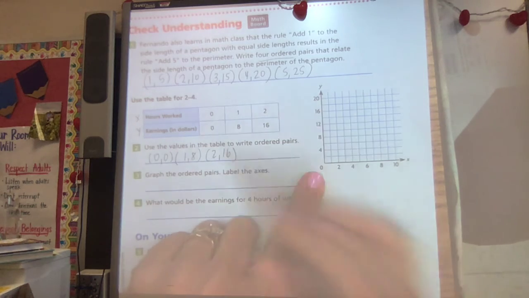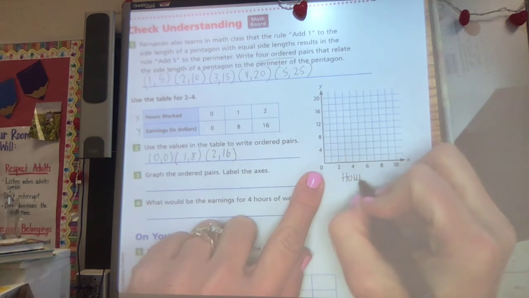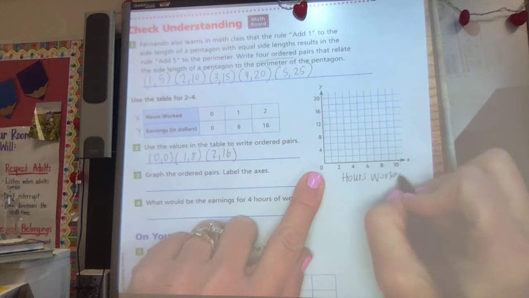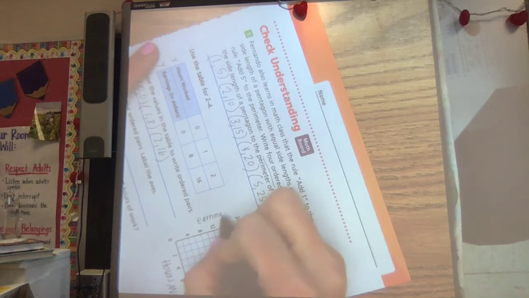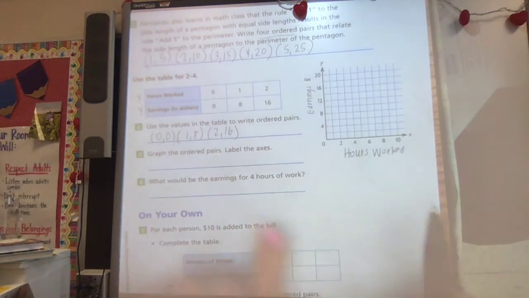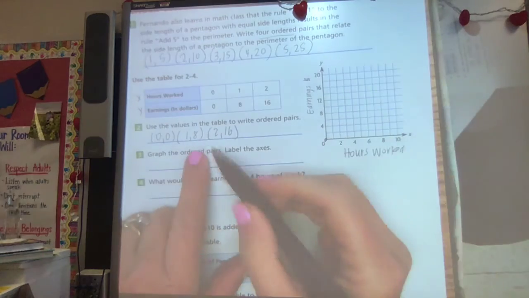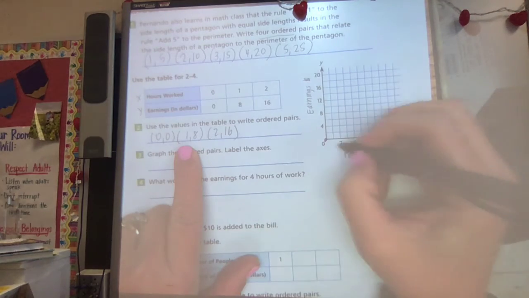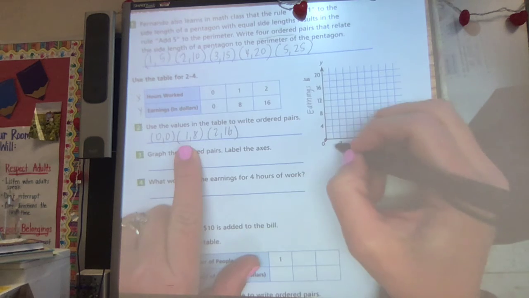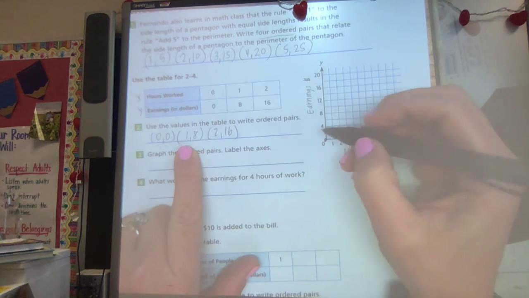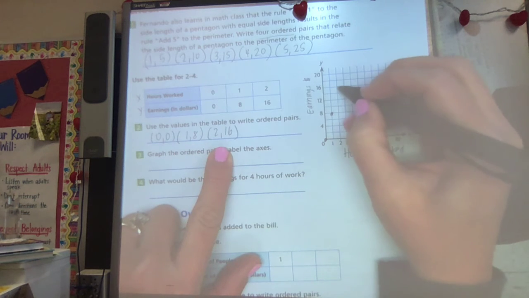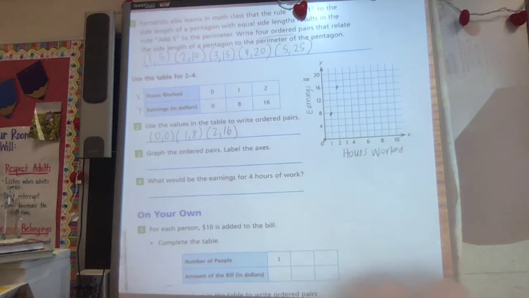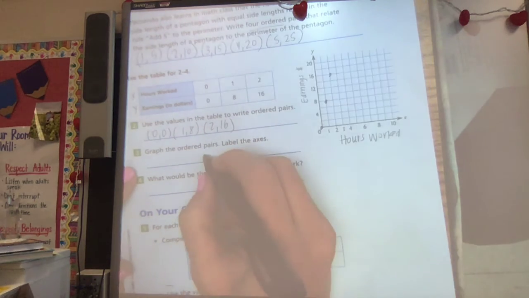This X is represented by hours worked, and Y is earnings in dollars. And now graph them. I know 0, 0 is here. Let's look. 1, 8. These are counting by 2, so this has to be 1. 1, go up to 8. 2, go up to 16. Okay, so we did that.